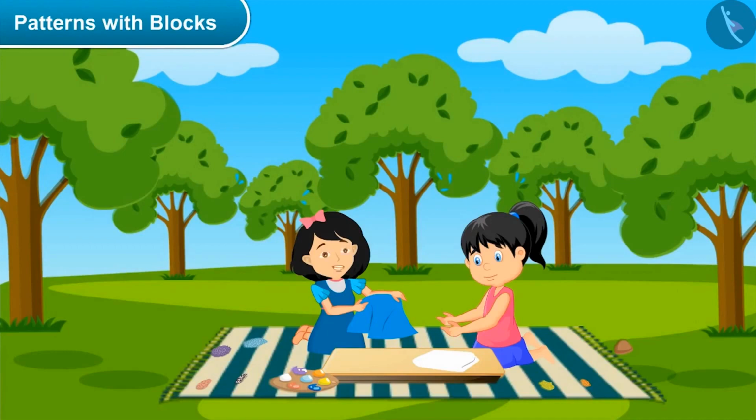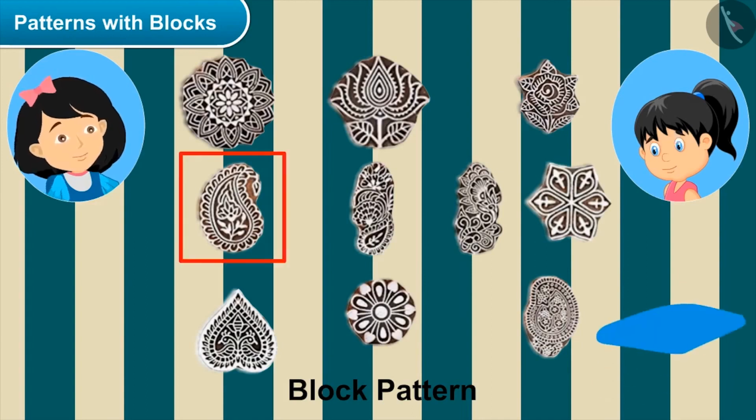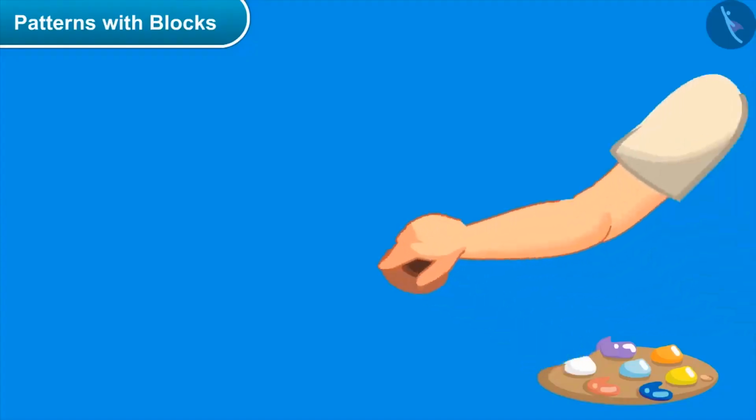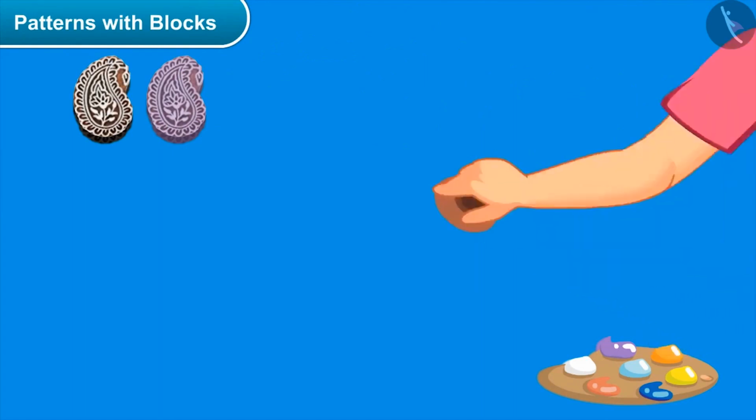Come, let's draw a block pattern on this cloth. See, I have these blocks. Sister, can I draw? Yes. First, paint this block with color, then apply it on the cloth. Okay. See this. Now, do the next one yourself. Like this? Oh no, not like this.